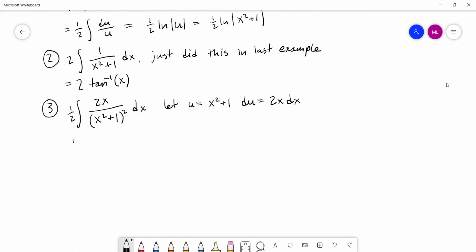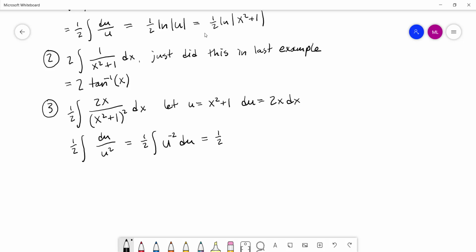And this becomes 1/2 times the integral of, here's my 2x dx, there's my du on top. And on the bottom, I don't just have u, I have u squared. Which you can think of as just 1/2 times the integral of u, because it's on the denominator, u to the negative 2 du. And we can integrate that using just power rule. So it goes up by a power of 1. So what's 1 more than negative 2? It's going to be negative 1.